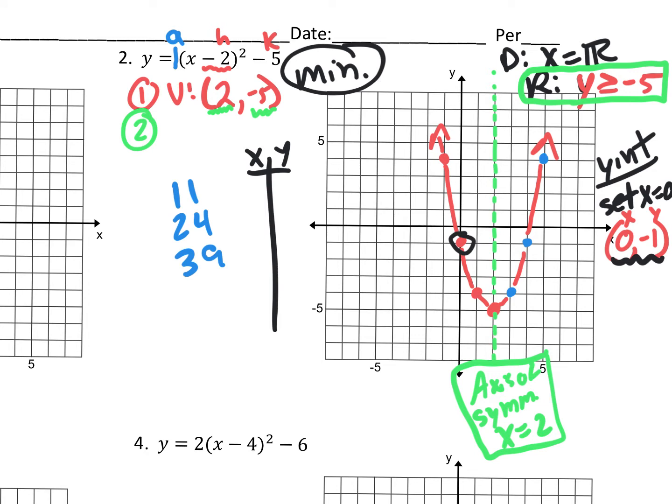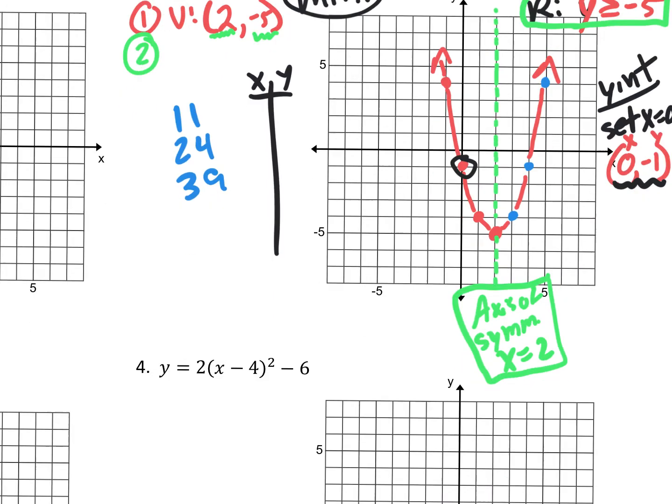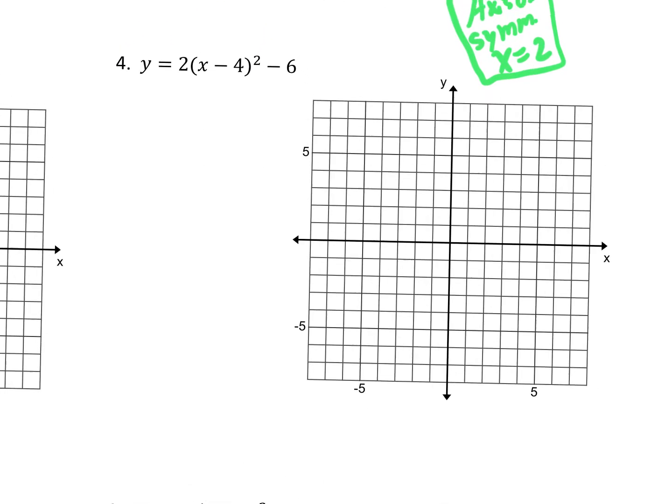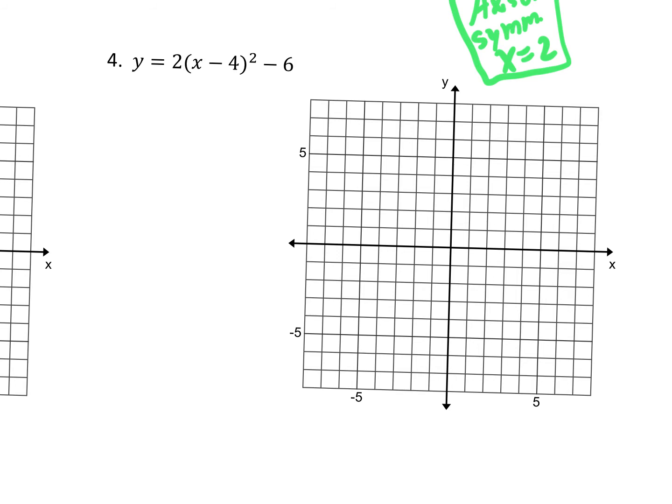All of these details could be asked on any, or will be asked on future quizzes and tests. Let's move on to the next even question here. What is the vertex right there on number 4? You guys are correct. The vertex, think opposite on H, take K for what it is, right? So the vertex will be +4 and -6.